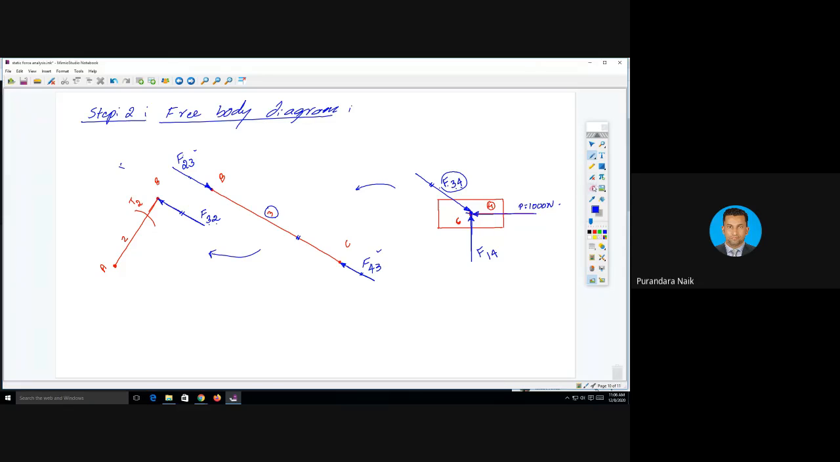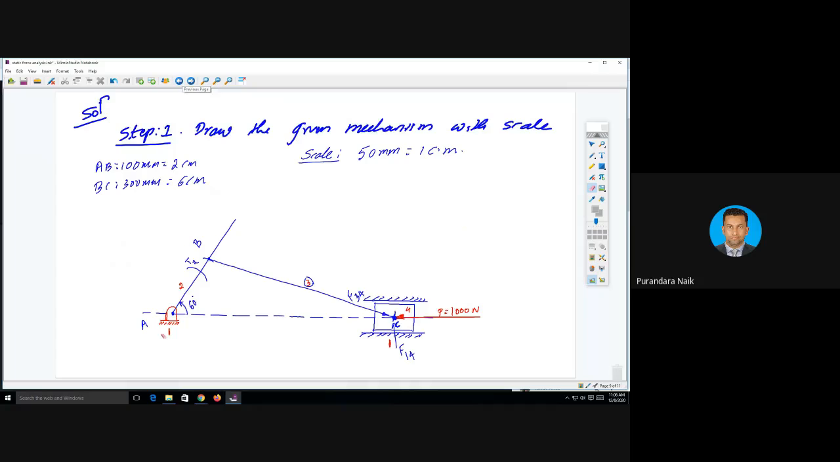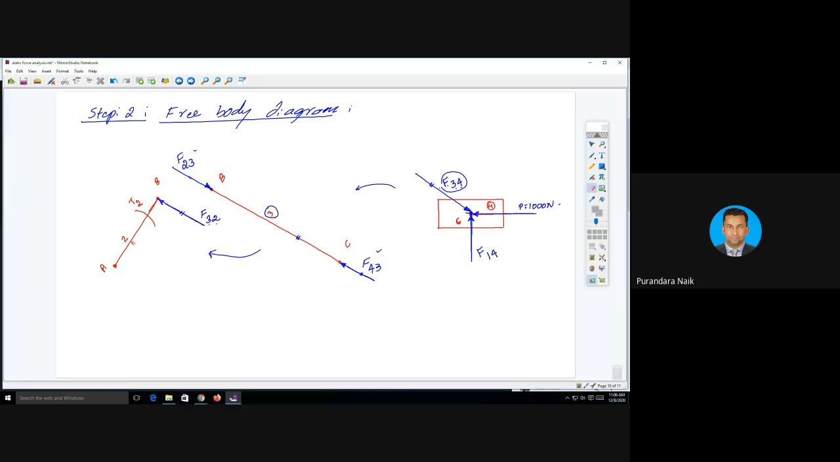Next, I have one more force. See the previous figure: link number 2 is mounted on link number 1. There is a connection between link number 2 and 1, right? There will be a force on link number 2 by link number 1. But I don't know the direction, and I don't know the magnitude of the force due to link number 1. That is F12: from which link? 1. On which link? 2. F12. I don't know the direction. I don't know the magnitude.